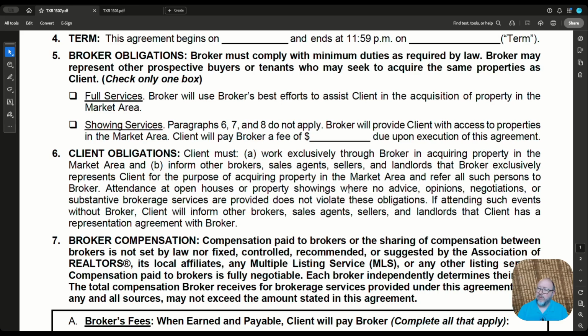Attendance at open houses or property showings where no advice, opinions, negotiations, or substantive broker services are provided does not violate these obligations. If attending such events without broker, client will inform other brokers, sales agents, sellers, and landlords that client has a representation agreement with broker.